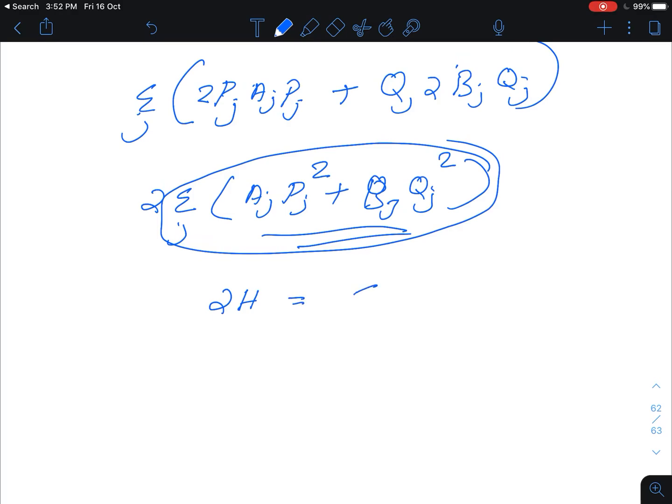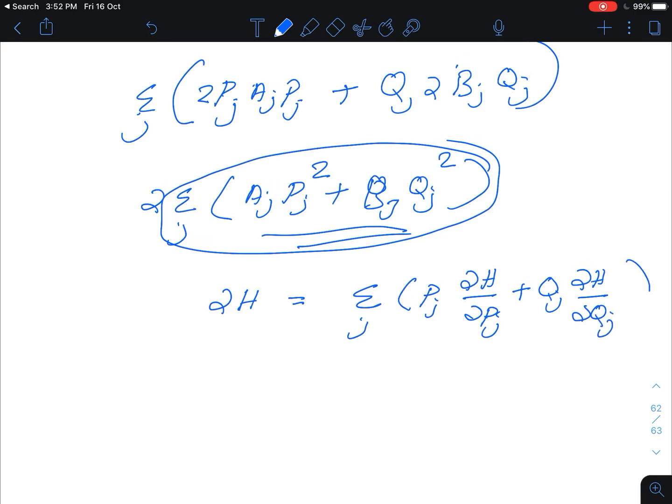That means sigma j pj dou h by dou pj plus qj dou h by dou qj is simply 2h, twice the Hamiltonian. Clear? So this is a very interesting result. That means now let us check, and what is the implication, what you got from this result? Tell me what you got. ഇതുപോലത്തെ റിസൾട്ടിൽ നിന്ന് നിങ്ങൾക്ക് മനസ്സിലാക്കാൻ കഴിയുന്ന പ്രധാനപ്പെട്ട കാര്യം എന്താണ്? What do you think of this result? It's a very interesting result, am I right?